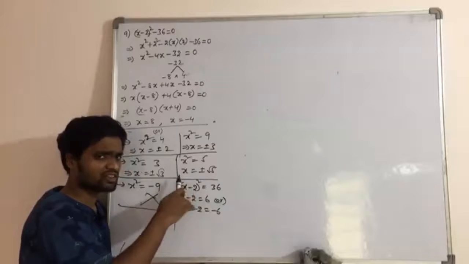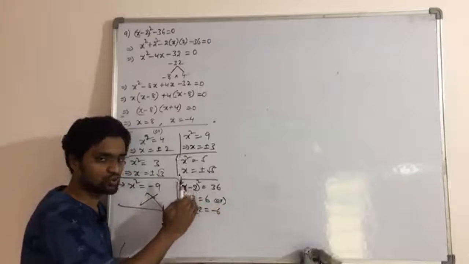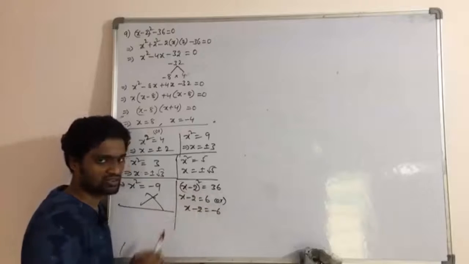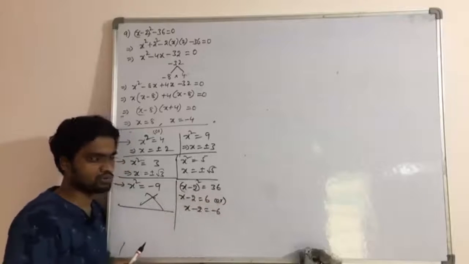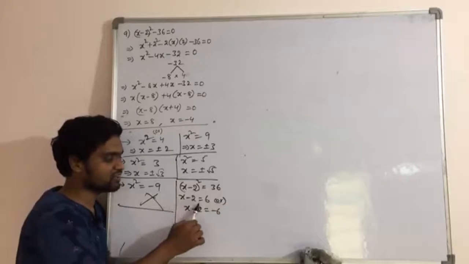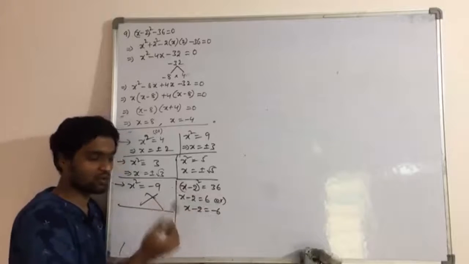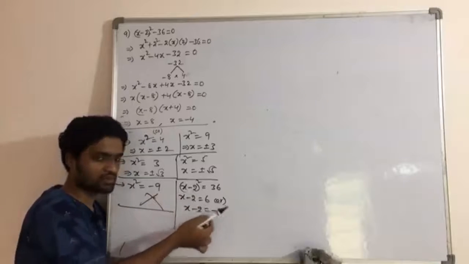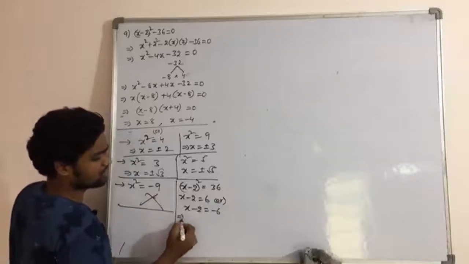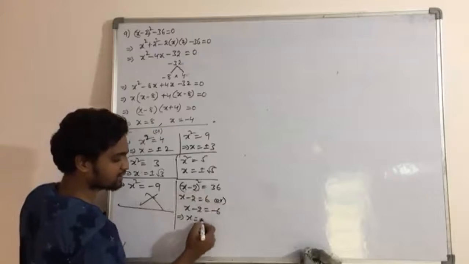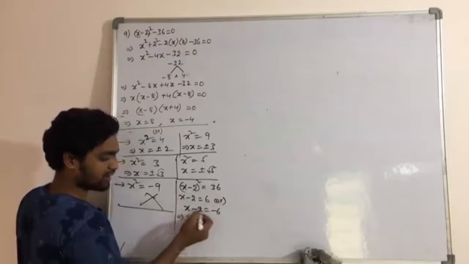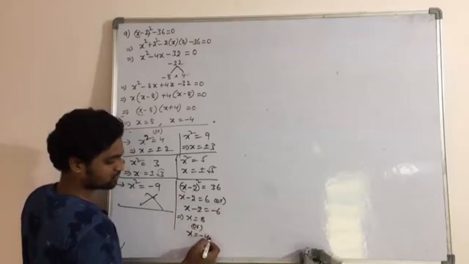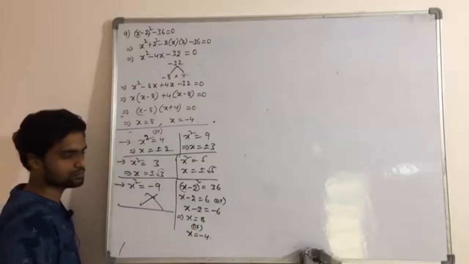Now, consider x minus 2 to be y. So now the equation will turn to y square is equal to 36, which means y is equal to plus or minus 6. What is y again? Back substitution. X minus 2 is equal to 6, x minus 2 is equal to minus 6. So x is equal to 8 or x is equal to 2 minus 6, minus 4. X is equal to minus 4. Okay?